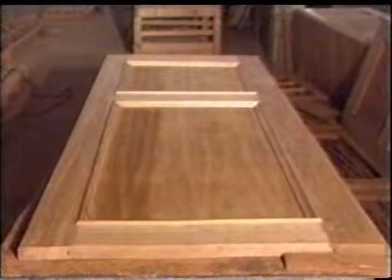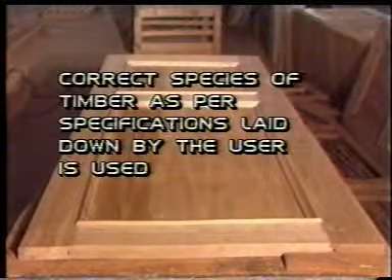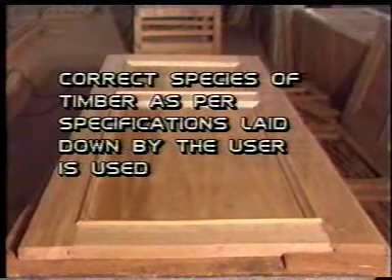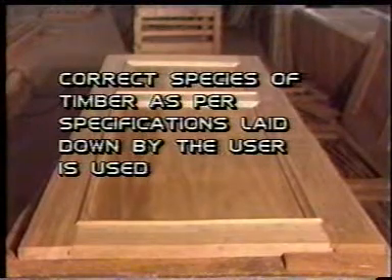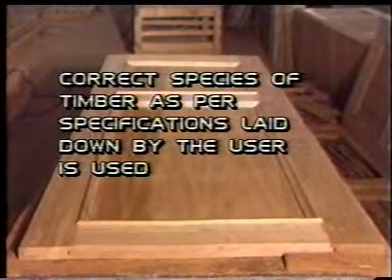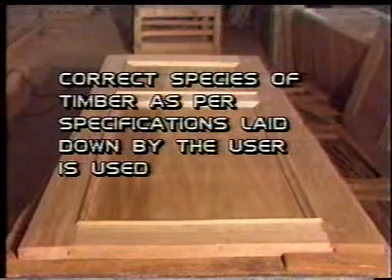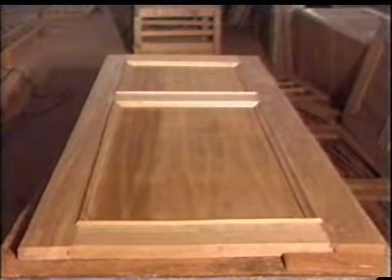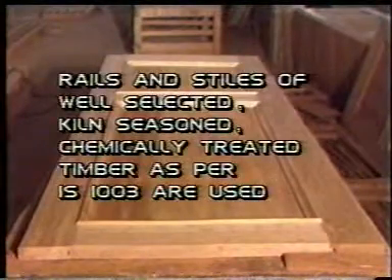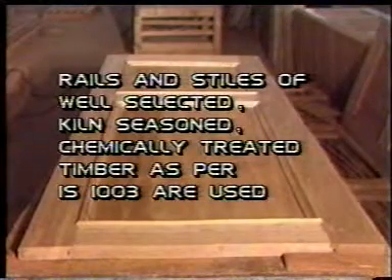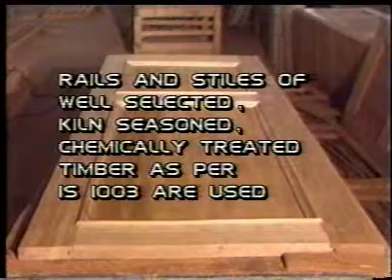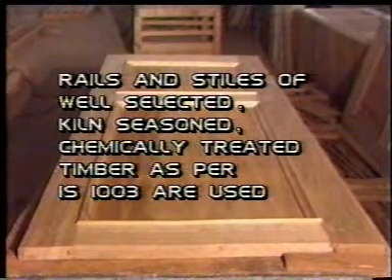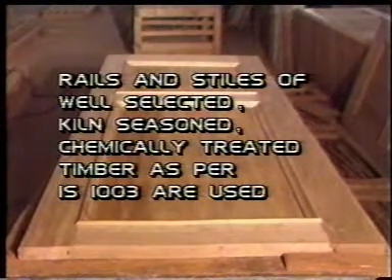While testing during manufacture, it will be ensured that the correct species of timber as per specification laid down by the user is used. Rails and stiles of well-selected, kiln-seasoned and chemically treated timber as per IS 1003 are used.